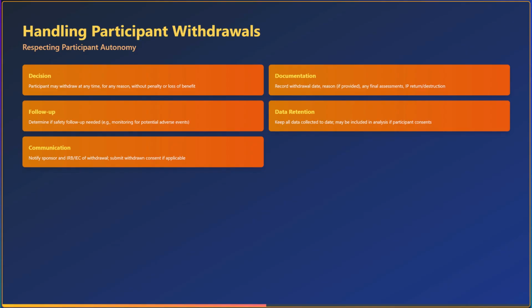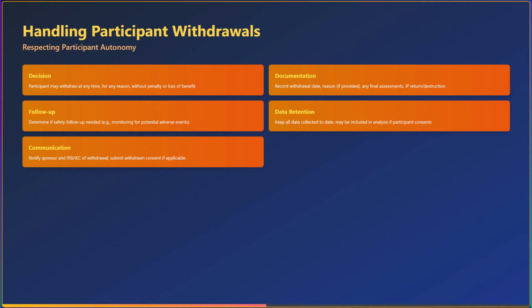So once the team's set up and documented, the focus shifts straight to the participant. A really sensitive area here is autonomy, handling withdrawals. And the rule couldn't be clearer. Participants have an absolute right to withdraw. Anytime, any reason. Without losing benefits or anything? No penalty, no loss of benefits they were otherwise entitled to.